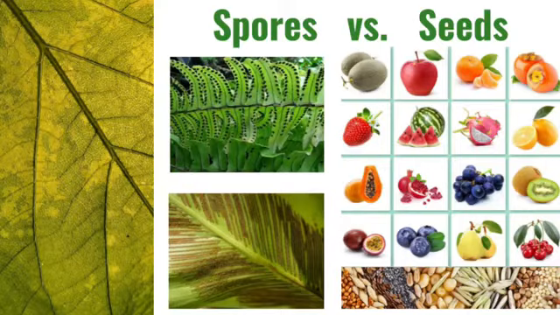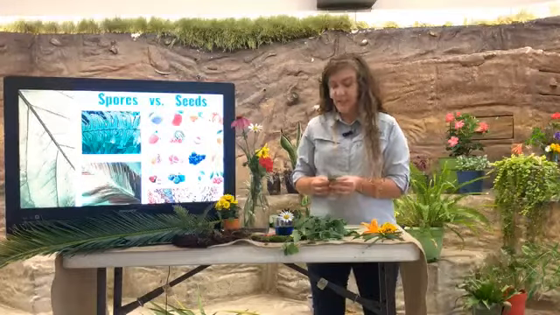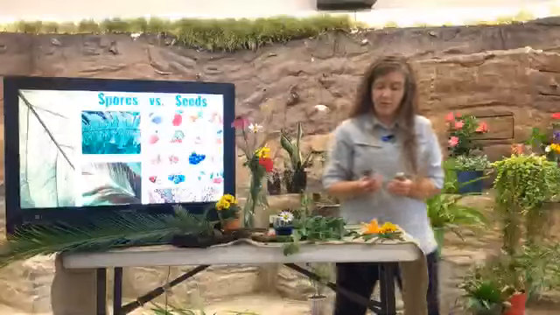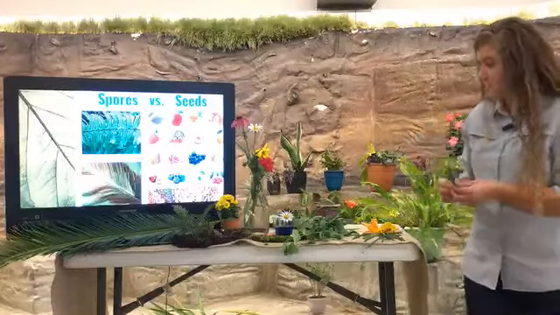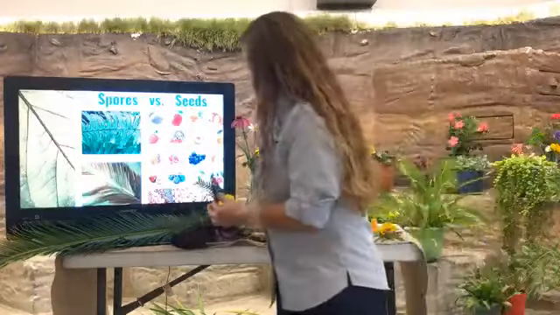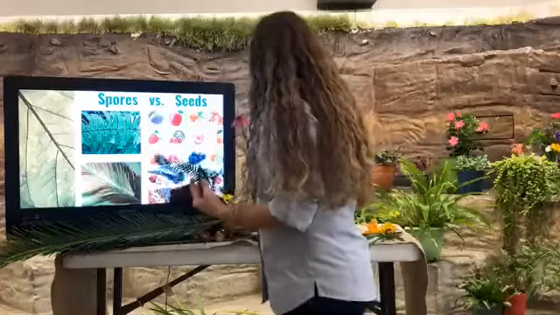So on your spore producing, they're going to be like ferns, and the way that they reproduce is not by seeds. They don't actually produce the seeds that get planted in the ground and that kind of thing. But what they do is they actually produce spores on their leaves.